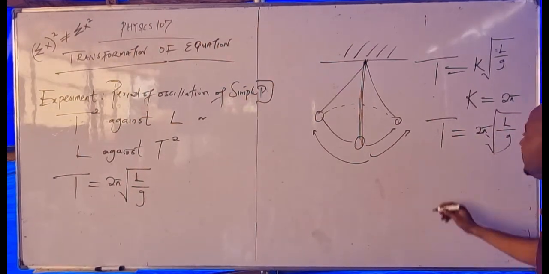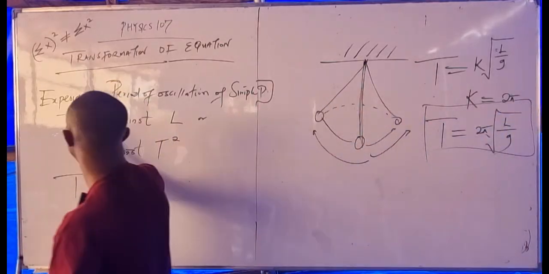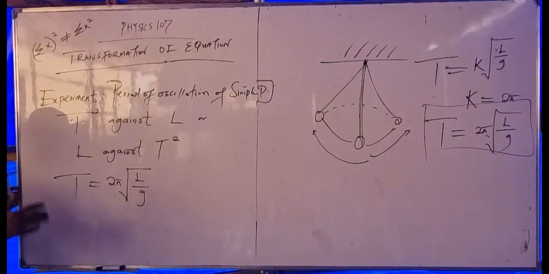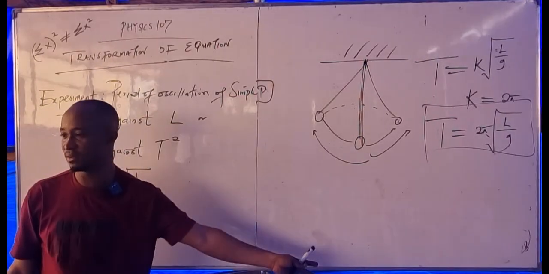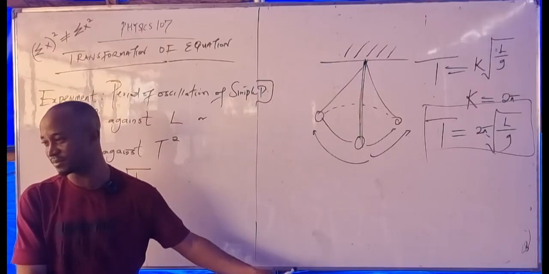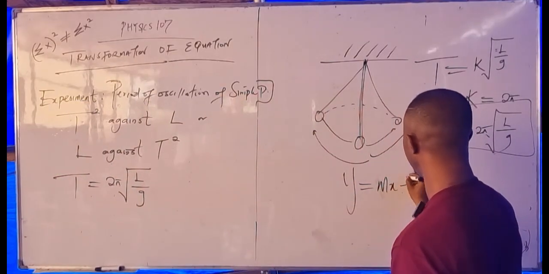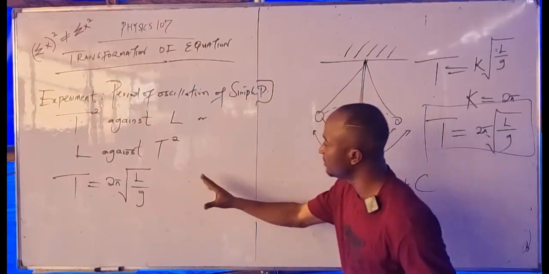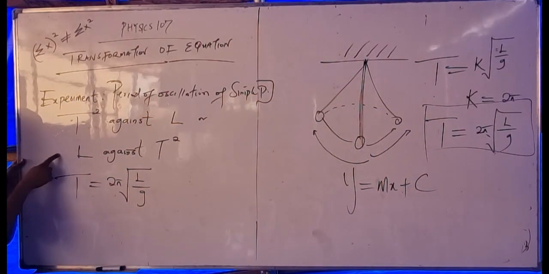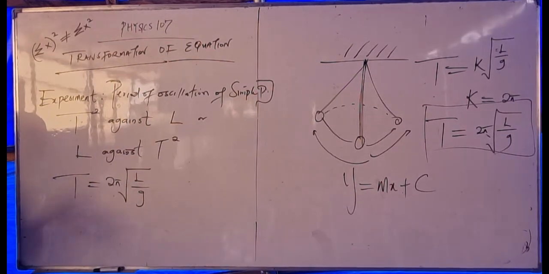So if you are doing this under simple pendulum, and you plot the graph of T-square against L or L against T-square, what do you do? Bring down this formula and transform it into a linear graph, or linear formula, or linear equation. All linear graphs are y equals mx plus c. To transform this, since the question says plot a graph of L against T-square, I will think of how I can generate T-square from here.